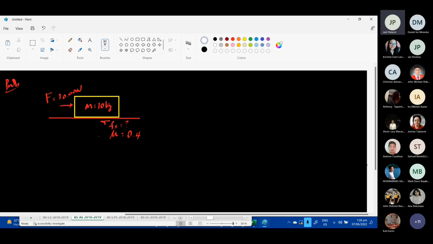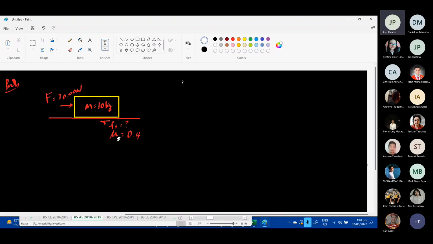For the given figure, you have a 10 kilogram block on a horizontal plane where the coefficient of static friction is 0.4. Applying a force of 30 newtons parallel to the plane on the block, what will be the static friction? What is the coefficient of static friction?